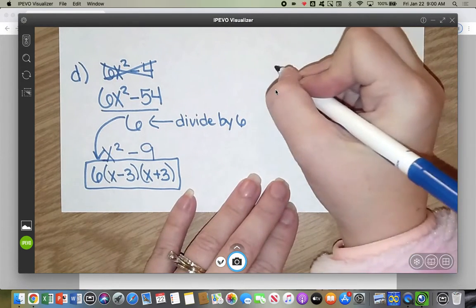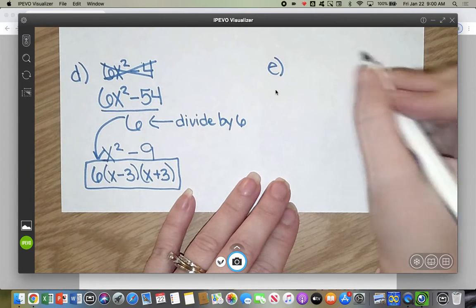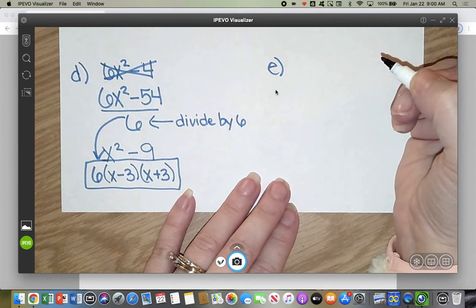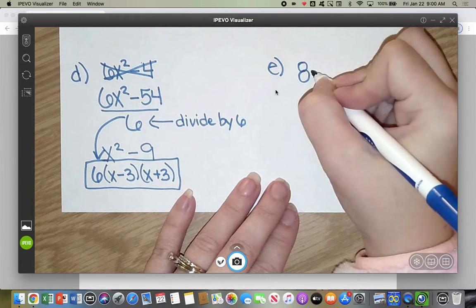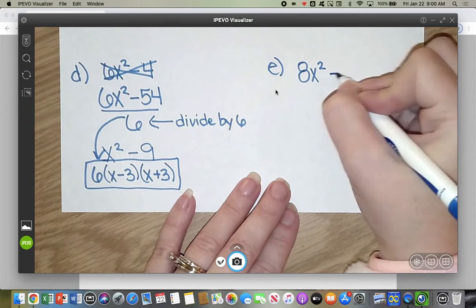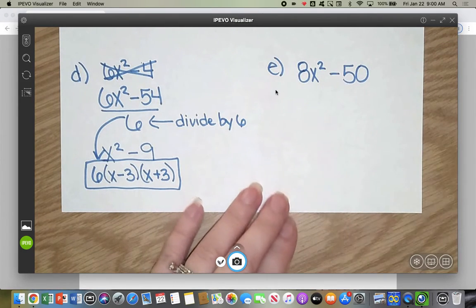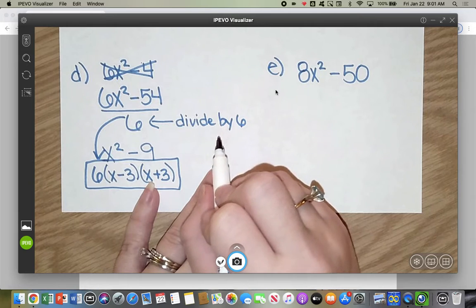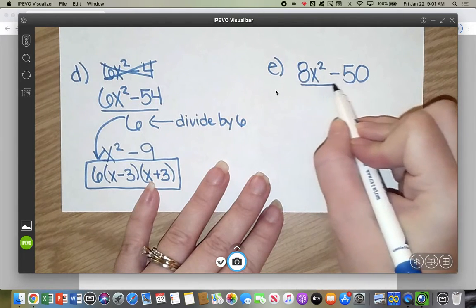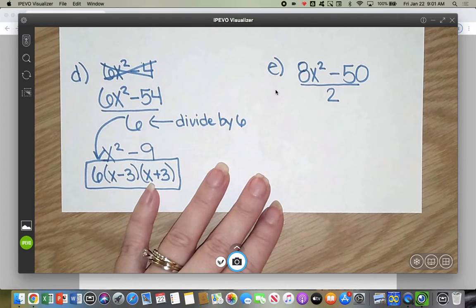I'm going to write it down. 8x squared minus 50. What can you divide 8 and 50 by? You can't divide 50 by 4. So guys, 8x squared minus 50, we would divide this by 2 because they're not perfect squares. But what happens when you divide those numbers?